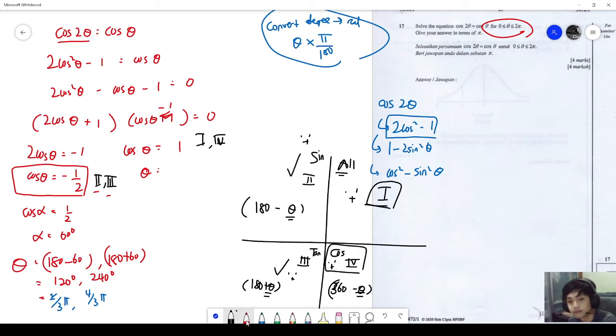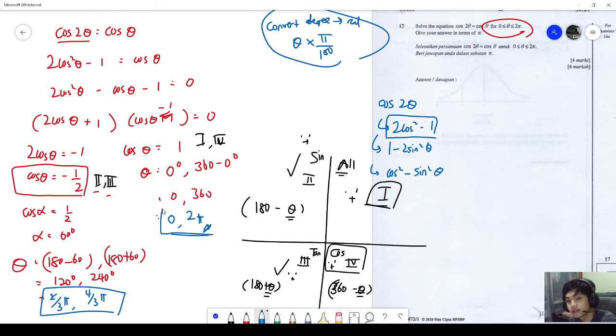So when cos theta is 1, we have 0 degrees and 360 minus 0 degrees. So that's just 0 and 360. In other words, when we convert it to radian, it will be 0 and 2 pi. So our final answer is 2 over 3 pi, 4 over 3 pi, 0 and 2 pi. So we have 4 answers in this case. So moving on.